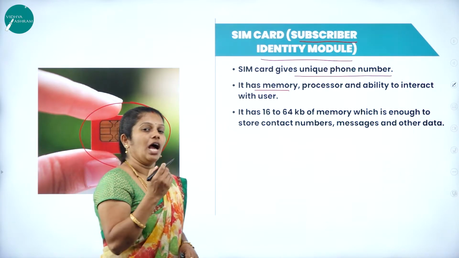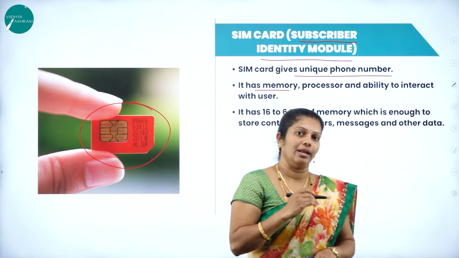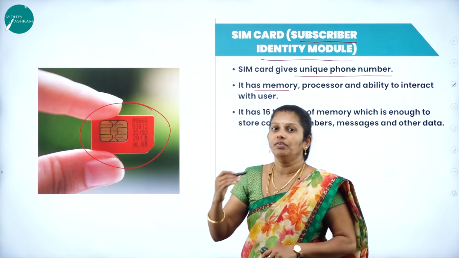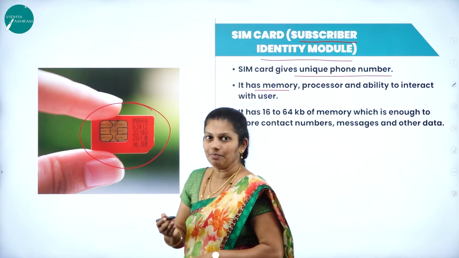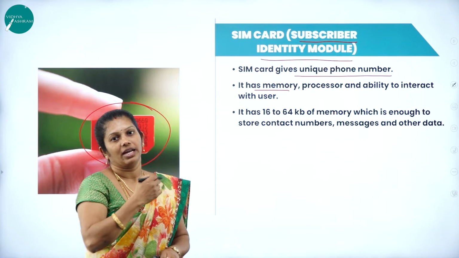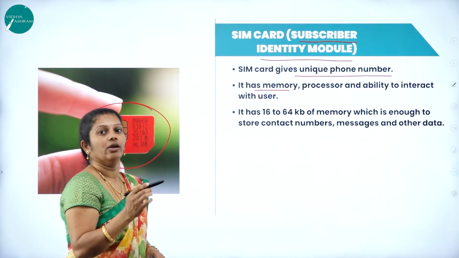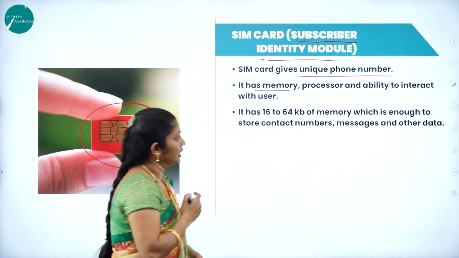For example, I want to transfer contact numbers from one mobile to another mobile. At that time, what will we do? We will copy all the contacts to the SIM. Later we will insert that SIM into the new mobile, and there we can copy them. That means each SIM has some memory, and on that memory we can store data.